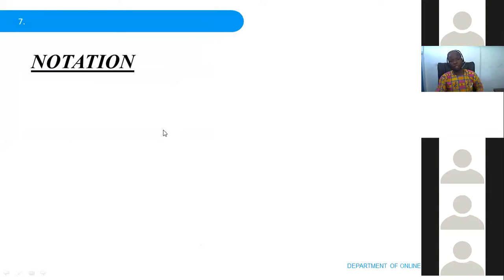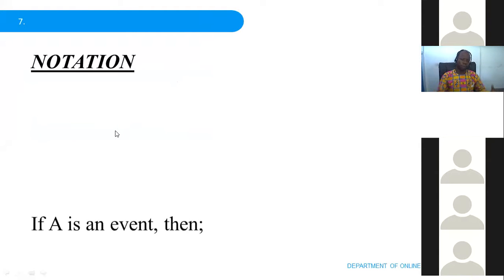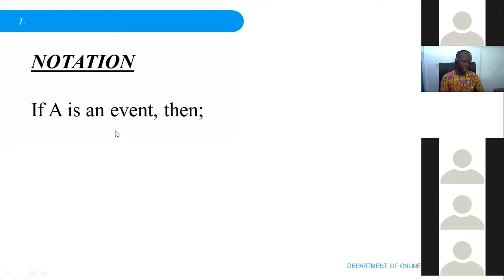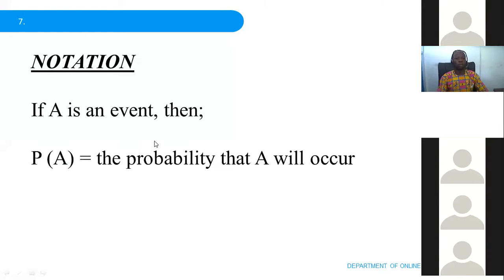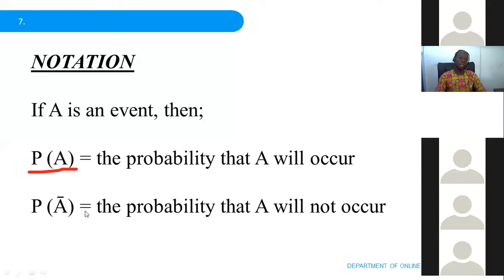Now we have some information on notation. In probability, if A is any event, then the probability of A is written like this. It means the probability that A will occur. Anytime you see an expression in this form, it means the probability of that event occurring. Again, if I have A with a bar on top of it, this means the probability that A will not occur. So to find the probability that the event A will not occur, you put a bar on top of A. These are some of the notations we use in probability. Write that quickly, please.